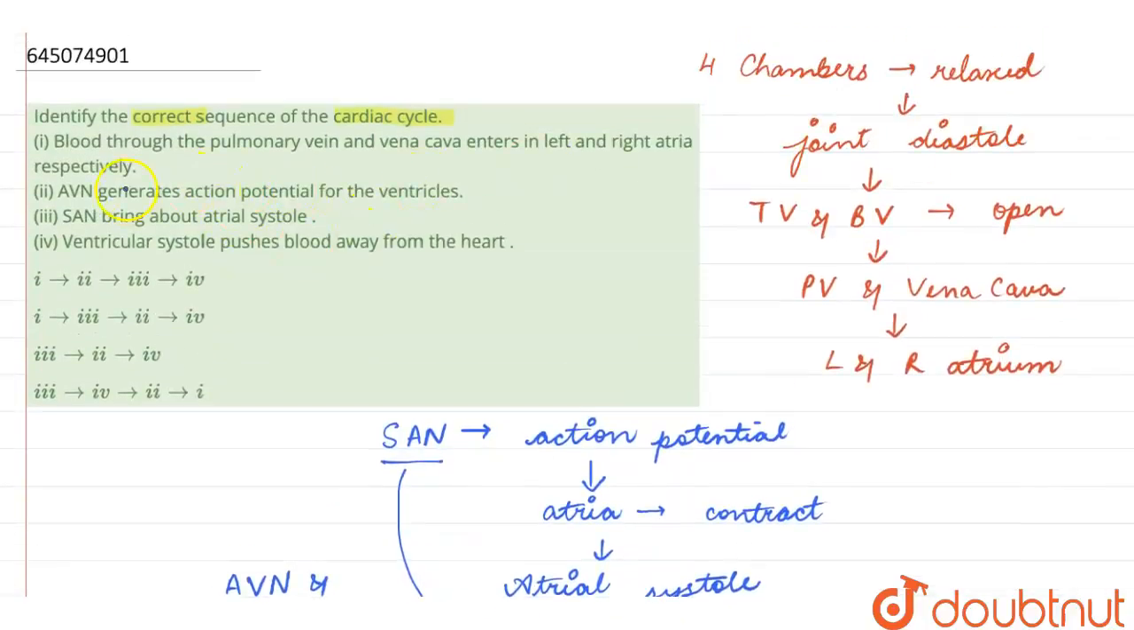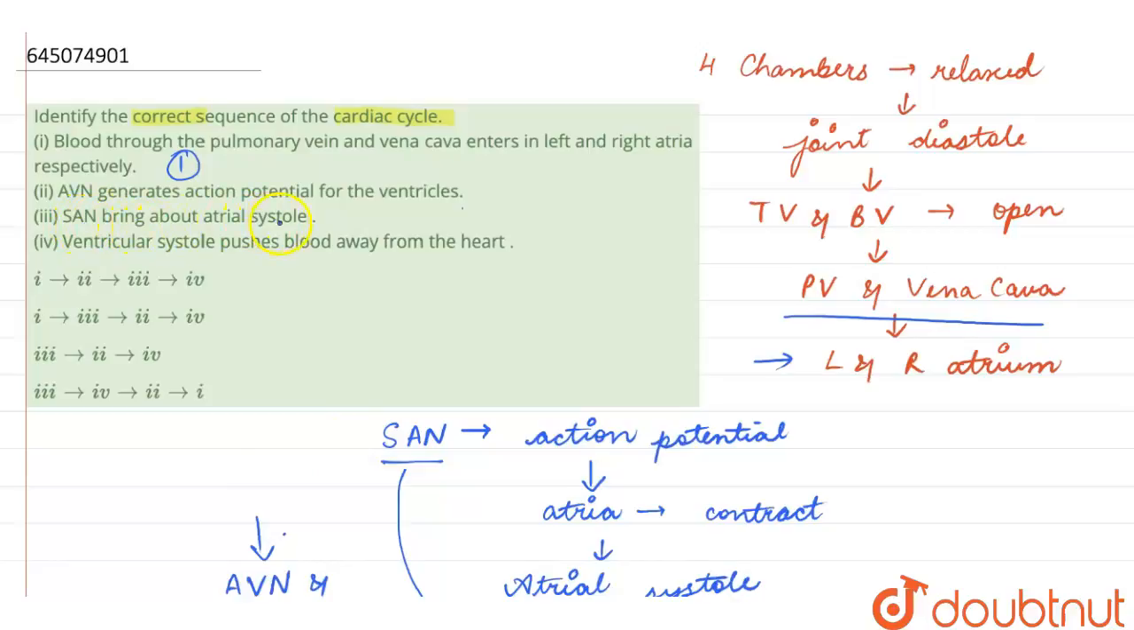Now let's see the options that are given to us. The first one is blood through the pulmonary vein and vena cava enters the left and right atria respectively, right? So this will be the first thing that is happening. We can see here. Then in the second one, AVN generates action potential for the ventricles, right? And third, we have seen that the action potential for the ventricle is generated by the AVN, right? Let's read the third statement as well.